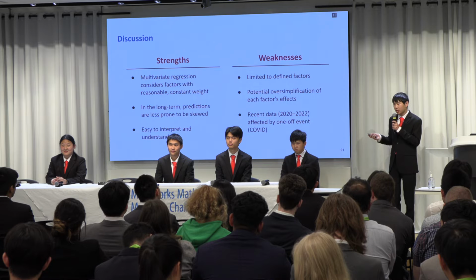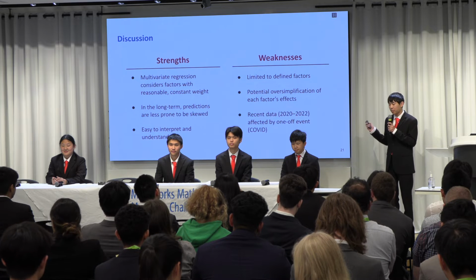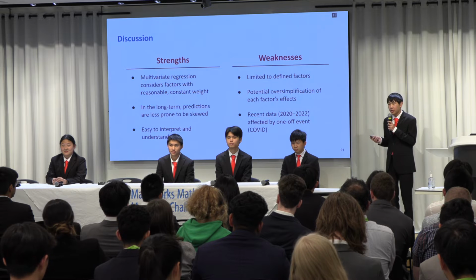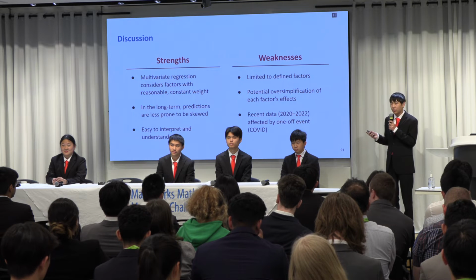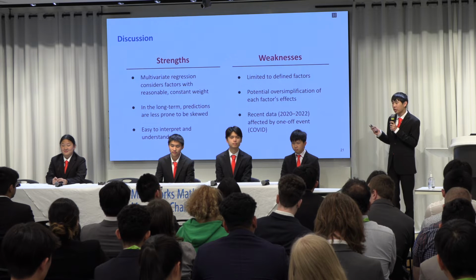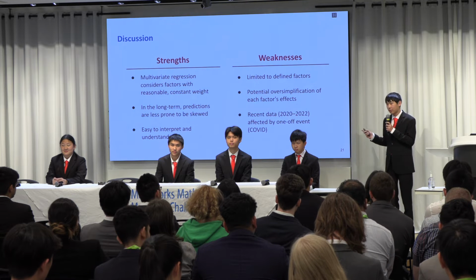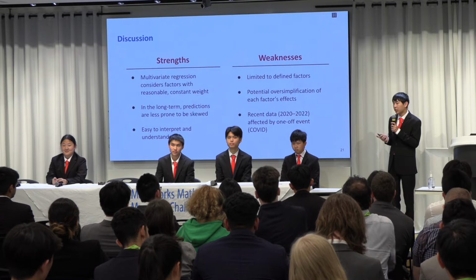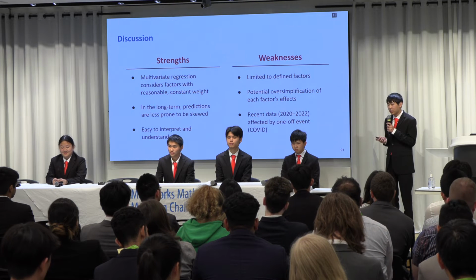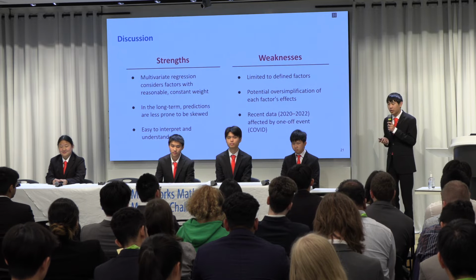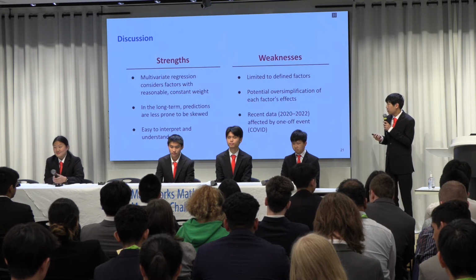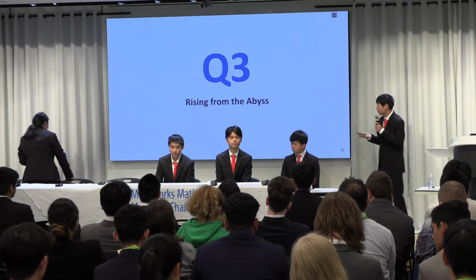For our weaknesses, it's limited to the defined factors that we chose, the 4 major ones. In addition, it potentially oversimplifies each factor's effects by assuming that each factor impacts the homelessness population linearly. However, this is most definitely not the case, but we can still model it linearly as a rough approximation. And in addition, similar to Jonathan's data, the recent data is affected by a one-off event called COVID. So next, I will bring it to Michelle and Evan to discuss Q3.